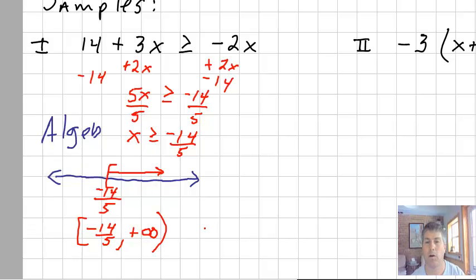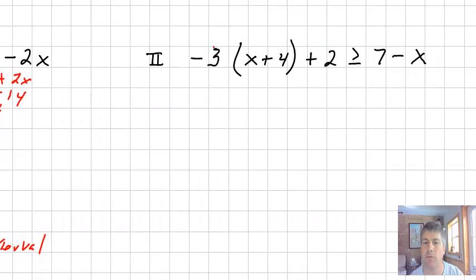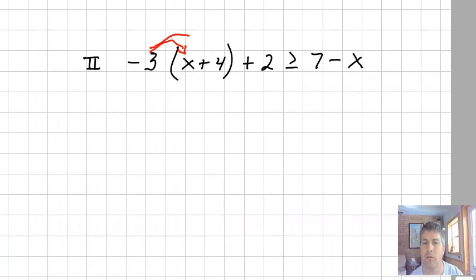And parentheses. So our three different solutions: algebraic solution, graphing solution, and our interval notation. Okay. Sample problem number 2. A little bit more complicated, but not too bad. We're going to simplify the left-hand side. I'm going to distribute the negative 3 in here. So we get negative 3x minus 12 plus 2 is greater than or equal to 7 minus x.